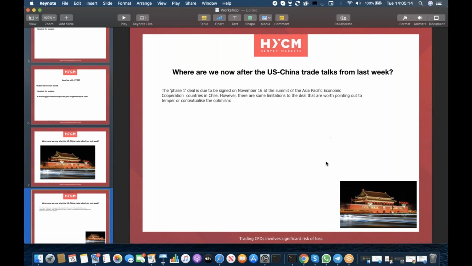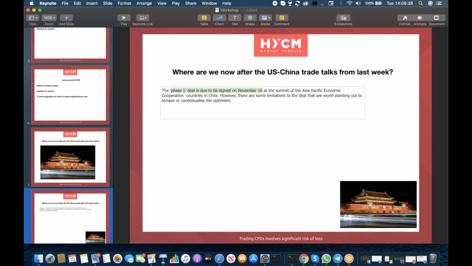Okay, so where are we with the US-China trade talk? Now, with the US-China trade talk, the phase 1 deal is due to be signed on November the 16th. So the deal hasn't been signed yet. It's due to be signed in Chile at the Asia Pacific Economic Cooperation Group, okay? So let's just see some of the details.